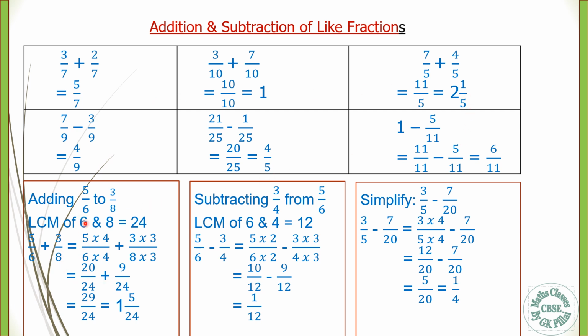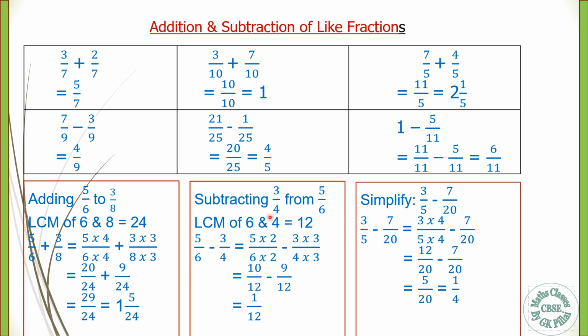Adding 5 by 6 to 3 by 8. The LCM of 6 and 8 is 24. We will make the denominator same. We will multiply 5 by 6, the numerator as well as denominator, by 4. And in the case of 3 by 8, we will multiply by 3 and 3. So we are getting 20 by 24 and 9 by 24. When you add them, you are getting 29 upon 24 and you can write it as a mixed fraction here.